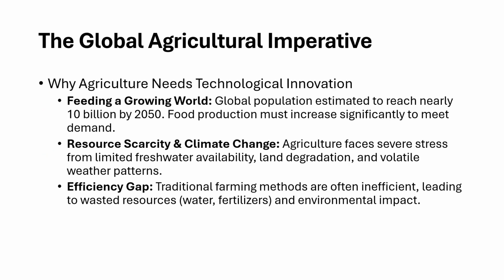By 2050, the world population will approach 10 billion. Traditional agriculture cannot meet this demand due to water scarcity, climate change, and inefficiency. So the stress points are food scarcity, sustainability, and resource optimization. Technology is no longer optional in agriculture; it is essential.